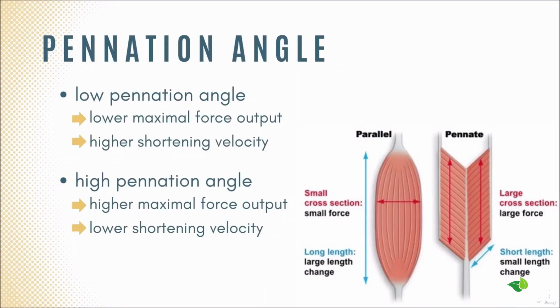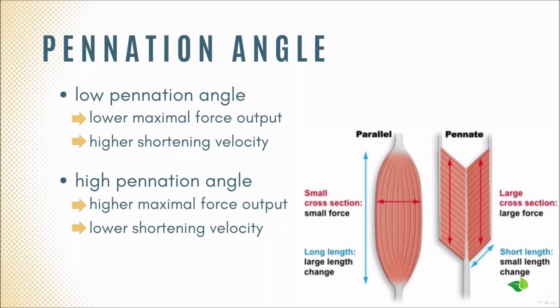So why are the pinnation angle and the cross-sectional area so important? Well, a low pinnation angle means that we have a smaller cross-sectional area, as we can see in the parallel muscle here, and therefore we have a lower maximal force output, with fewer parallel muscle fibers. On the other hand, we have a higher shortening velocity because the muscle fibers are longer with the lower pinnation angle. Think about the force-length relationship that we talked about. Longer muscle fibers mean higher shortening velocities.